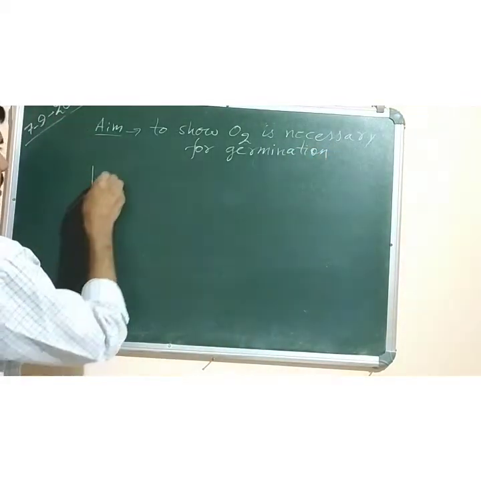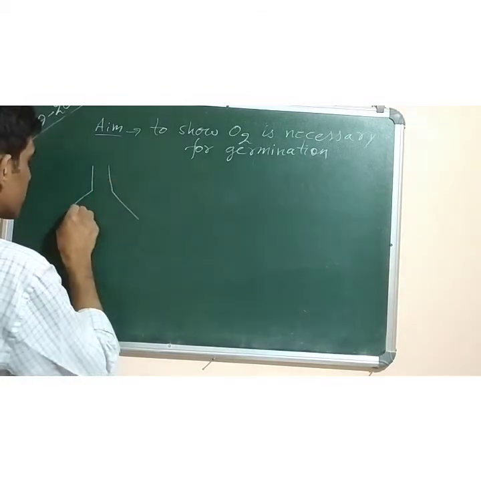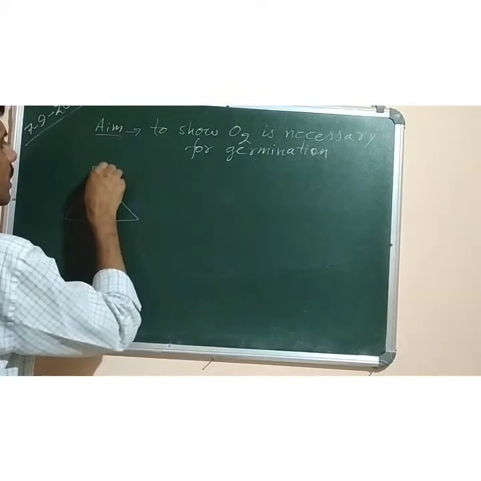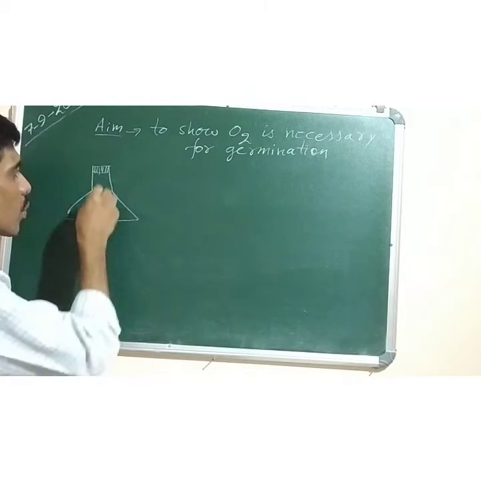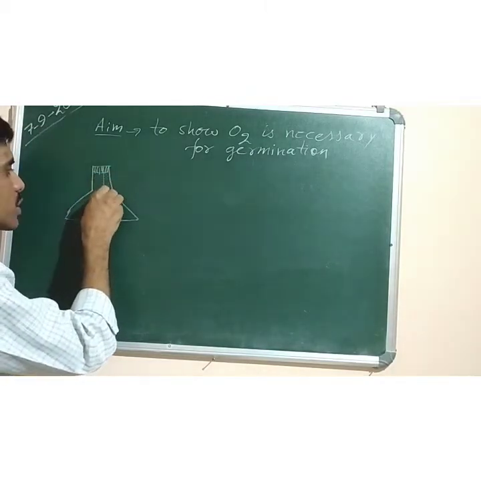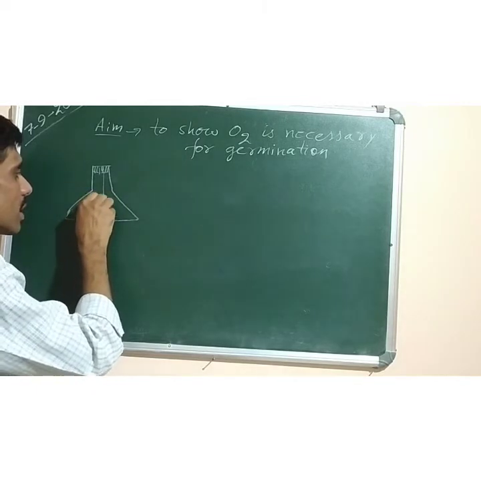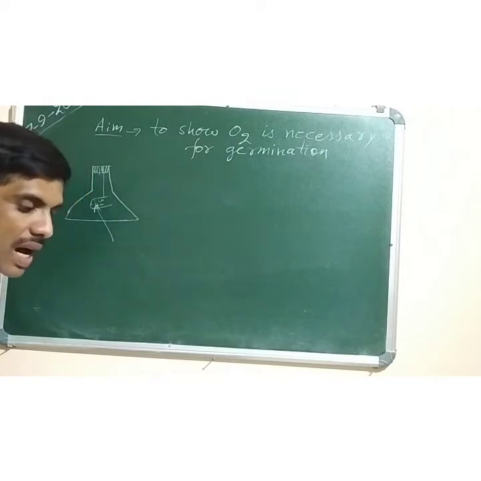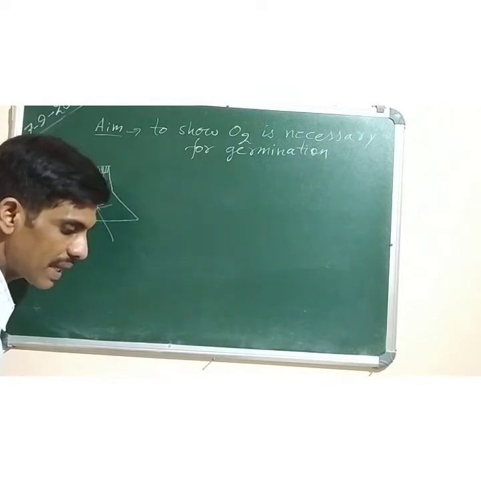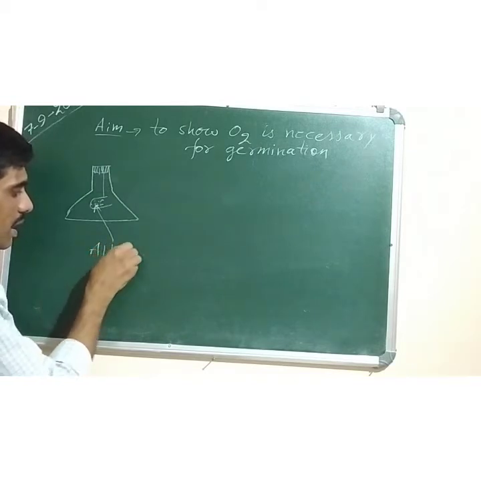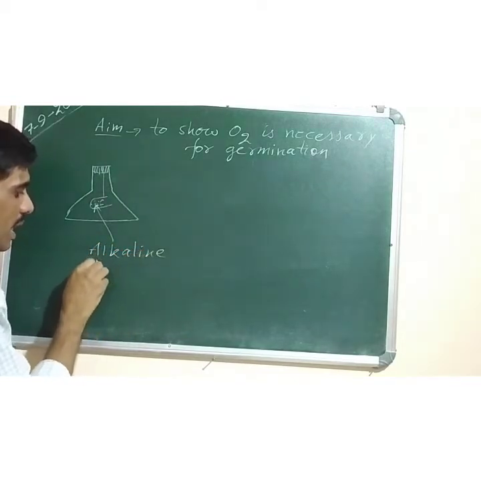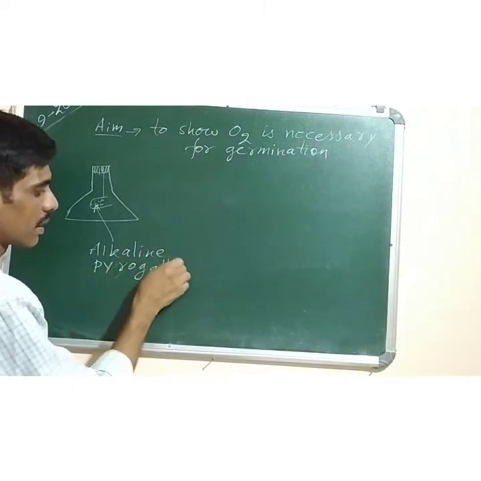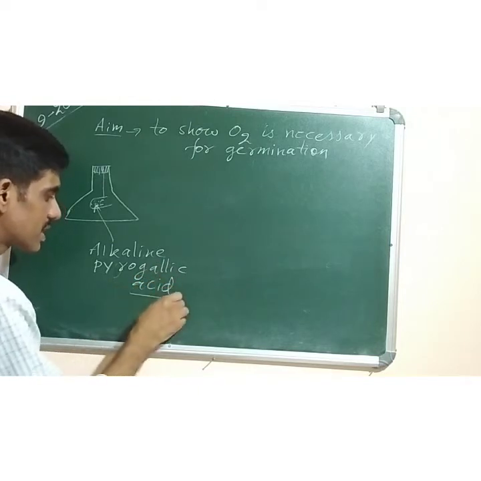There is a conical flask. You know what is a conical flask? Okay, here a stopper is kept, and then inside this conical flask, with the help of a thread, we suspend a small test tube in which a chemical is kept. The name of that chemical is alkaline pyrogallic acid, only one name it is, not different names. Okay, pyrogallic acid. What is the function of this chemical?